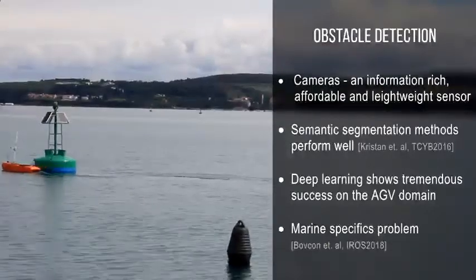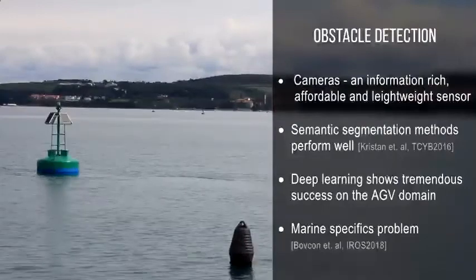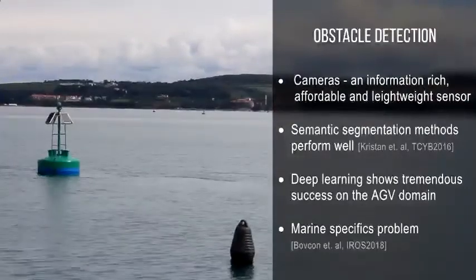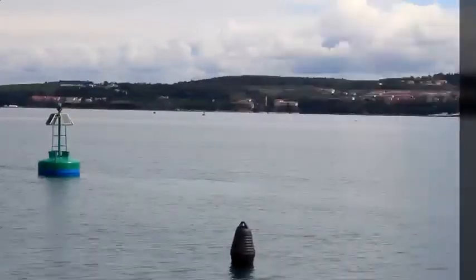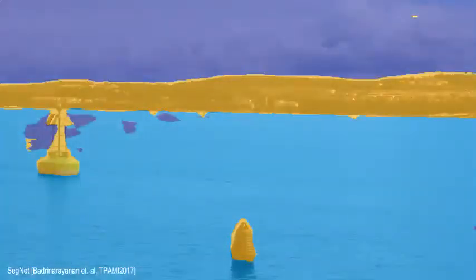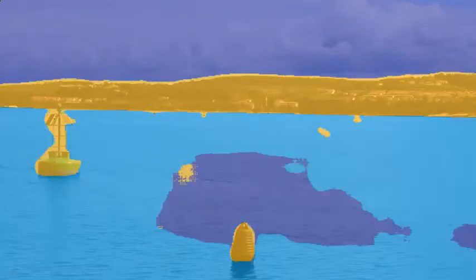Recently, deep semantic segmentation methods have proven to be very successful for these tasks on a related domain of autonomous ground vehicles. However, a recent study has shown that these methods cannot be readily applied to the aquatic environment, where they underperform by missing obstacles and detecting a lot of false positives. So, a specialized architecture is required.